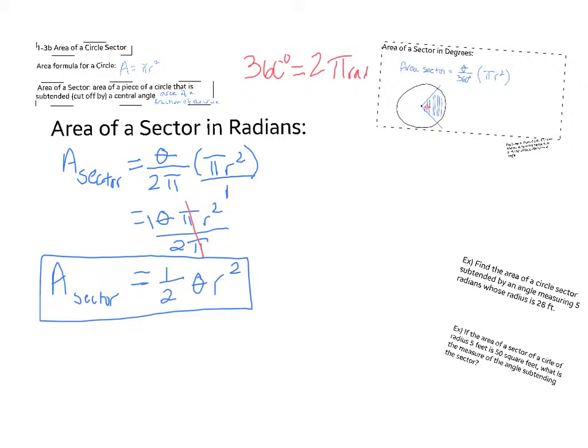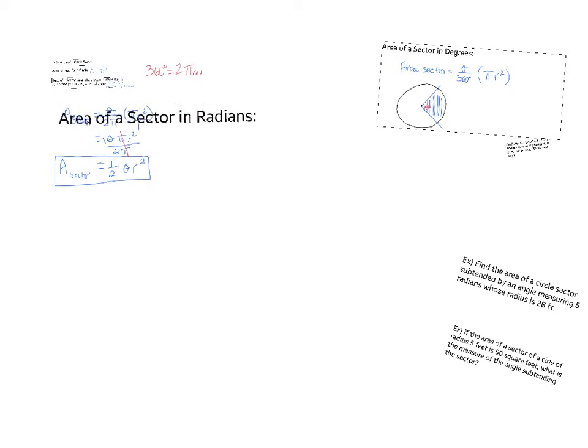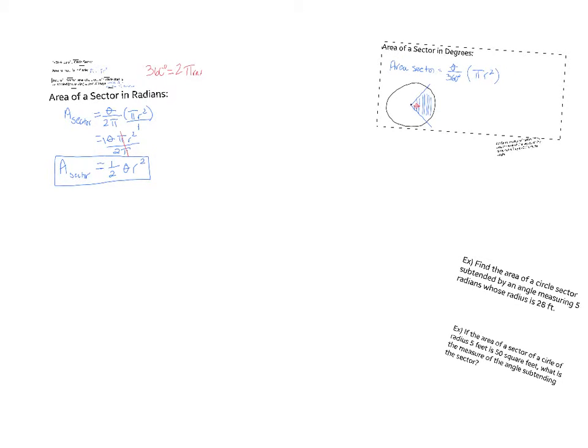Where theta is the measure of the central angle in radians, and r is the radius of that circle still. So now I want to take a look at a couple of examples of how we can use this, or how we will be asked to use this. So let's see if we can do that. Let's make my examples a bit bigger. Alright, so let's come back to this guy over here.